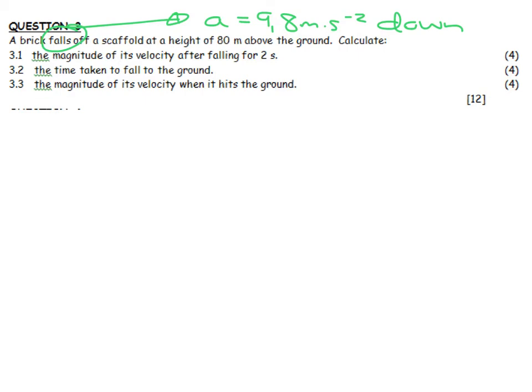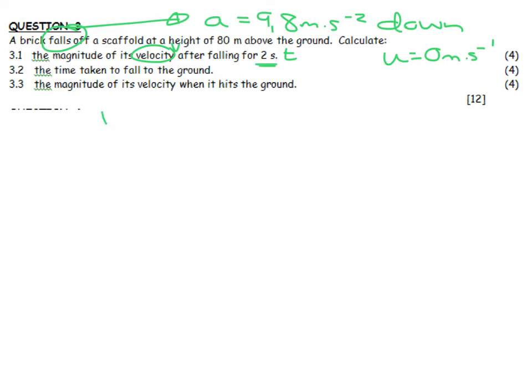I've got an acceleration. I've got a time. If it falls, it started at 0. And we now want the final velocity. That's what they're asking for. We don't know 80 meters. It's not a distance that we've been given. We know that it was 80 meters above the ground. We don't know what the distance was after 2 seconds.